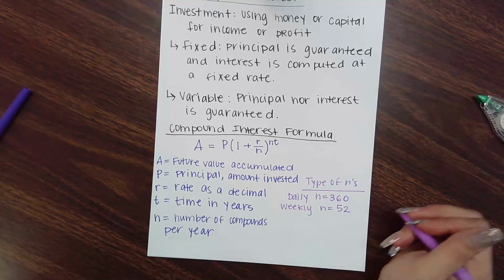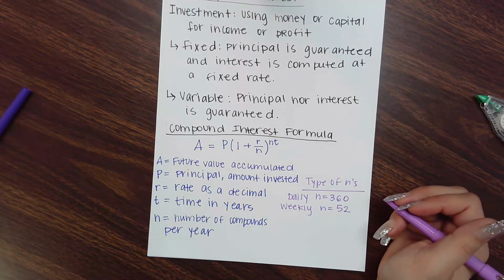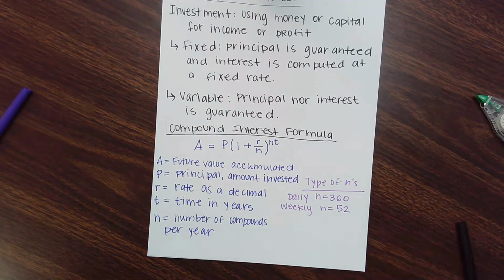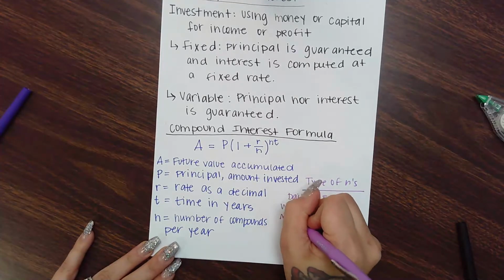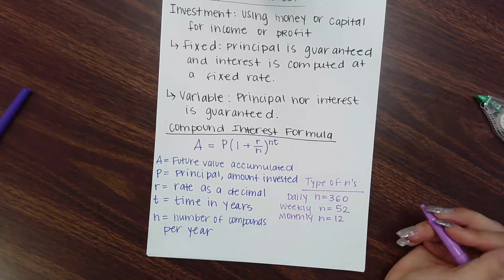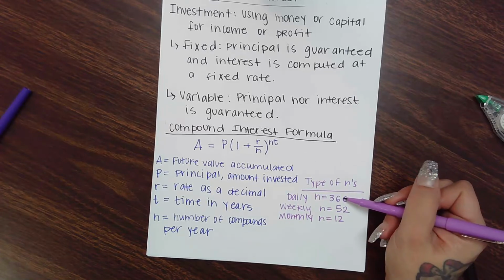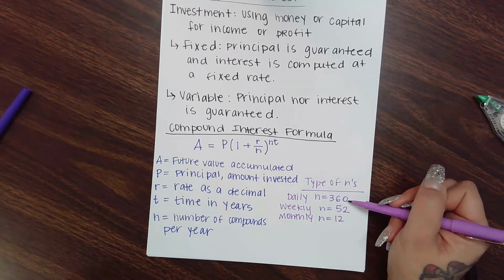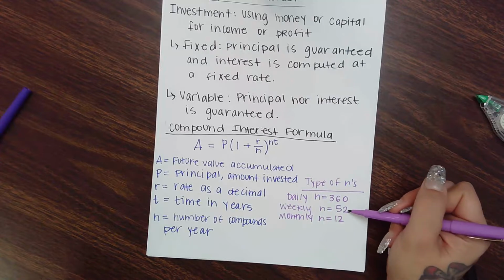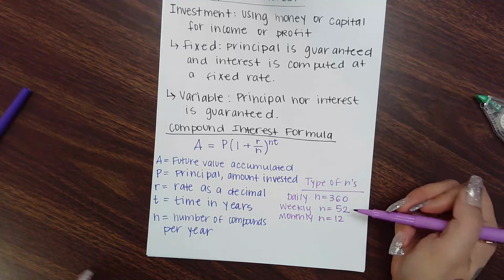Okay? And then another different type of N that we could be given, because the interest that the bank keeps compounding on top of your money could be that they compound it monthly. That one's a little bit easier because that one's going to be N equals 12. So obviously, if you got a good amount of interest being added to your money daily, that's good, right? Weekly, you're not getting it as often as daily. Monthly, it kind of goes down a little bit again.